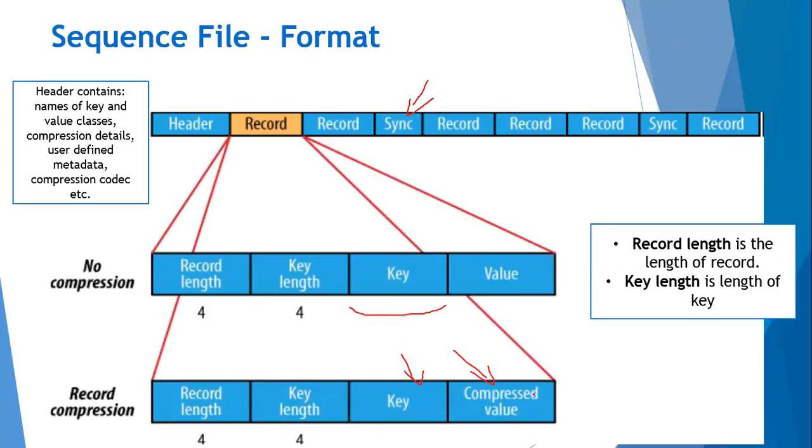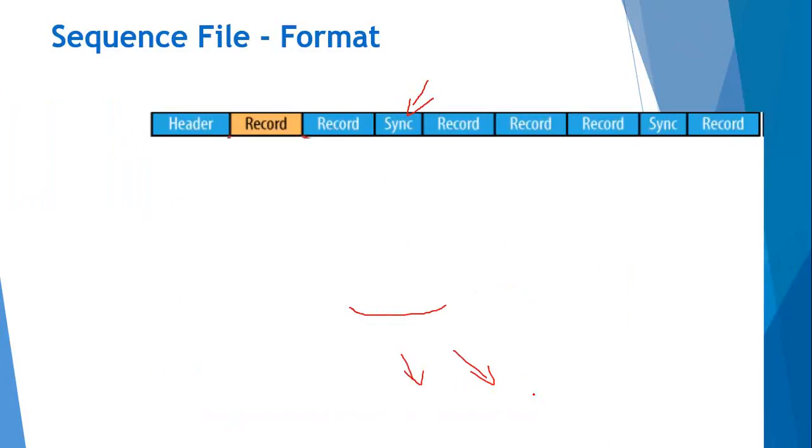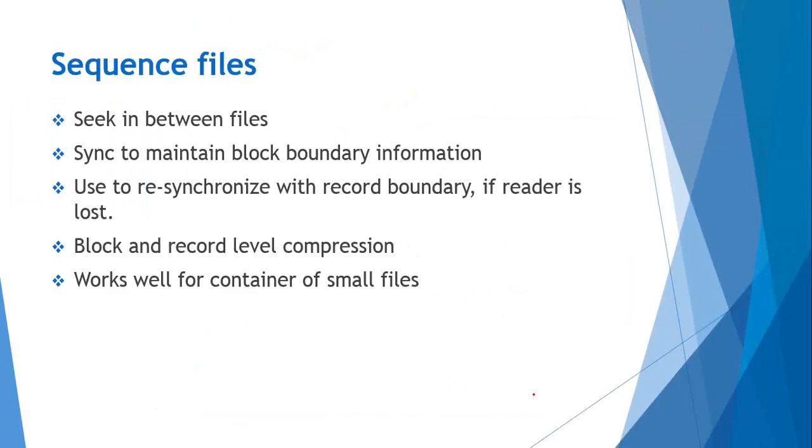So you can use these files that way, and with the help of sync pointers, even if your reader somewhere in between loses its track, it can easily sync its position and start reading from the start of a record. So seeking in files in between is done with the help of sync pointers. Sync maintains the block boundary information. Using the sync, you can very easily resync if you have lost your track.